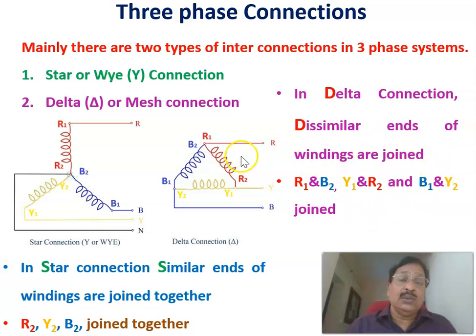Dissimilar ends are joined together in a delta type of connection, and similar ends are joined in the case of star connection. But in star connection, there is one more terminal available, that's called the neutral wire, but that is absent in the case of a delta type of connection.